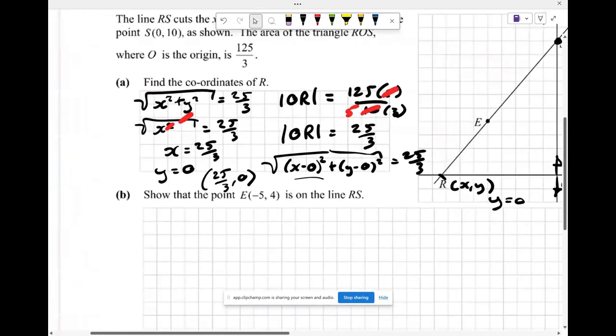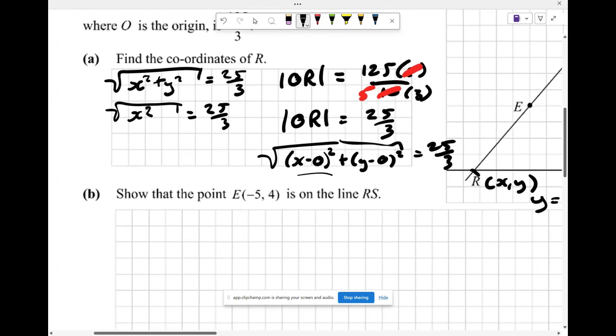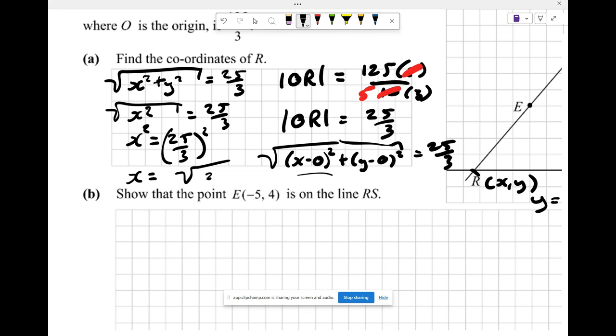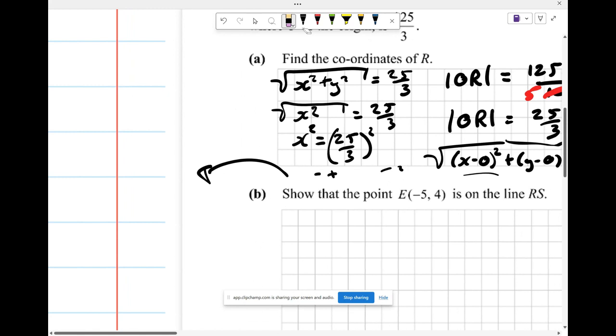Sorry, I just forgot a bit there. Yeah. So this came from me cancelling, which I really shouldn't have done. It doesn't matter, but let's do it anyway. So let's multiply this out. So we're going to square both sides. So that's x squared is equal to 25 over 3 squared, and then we're going to square root. So we know if we square root, we're going to get plus or minus. And there we go, we're just running out of space. So I'll rewrite this bigger.